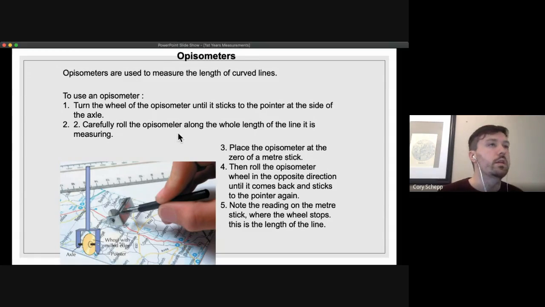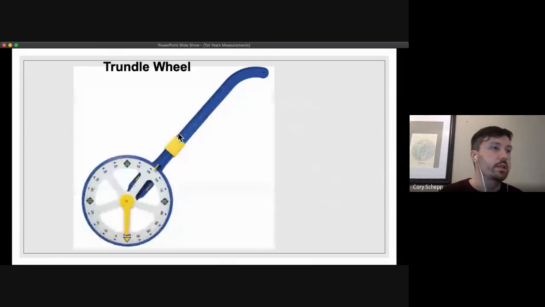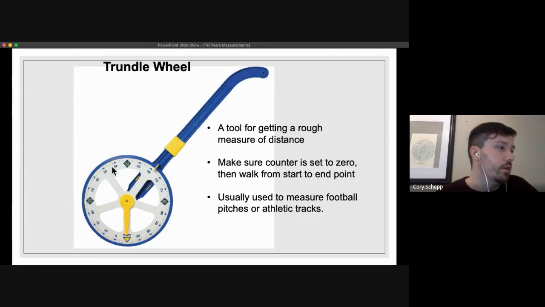So let's do one more then. Trundle wheel, we talked about that. That's really easy. A tool for getting a rough measure of distance. Make sure the counter is set to 0. Usually these trundle wheels will have something that looks like this on the end of them. Make sure it's set to start at the top here. And then you just walk and walk and walk. Usually it clicks, and every click is maybe 10 meters, and you just keep track of that in your head.